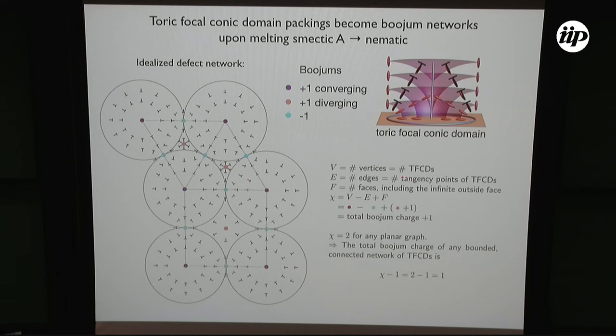So the total Boojum charge is just vertices minus edges plus faces, +1 because there's an outside face to the whole thing too. And since chi, the Euler characteristic, is 2 for any planar graph, that means the total Boojum charge is +1. So any information about Boojums from the nematic phase as we cooled into the smectic completely disappears once we get to this stage, because any subset of the toric focal conic domains looked at independently has a Boojum charge +1.